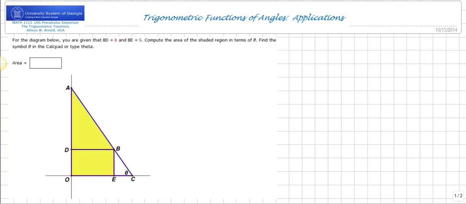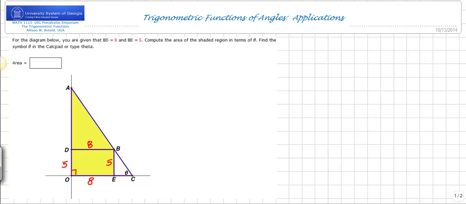Okay, here's another application where we have to merge our geometry skills with our trigonometry skills. They blend together very well, actually. And it says for the diagram below, you're given that the length BD is 8 and the length BE is 5. Since we're in the rectangular coordinate plane, this would mean that OE is 8 and OD is 5.